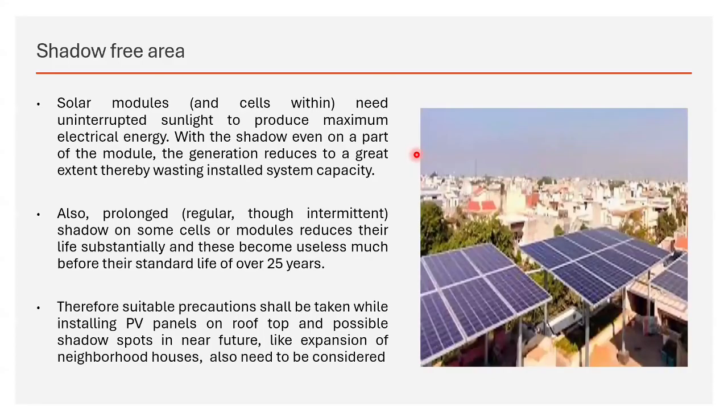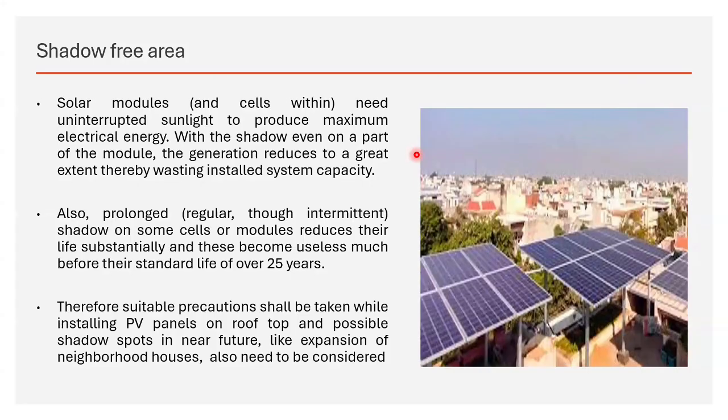So as we know, if shadow is there, that means there will be less production. So we will not get the full utilization from this capacity. While installing, it is very, very important to take care that the PV cells are installed at such a location that, for future human activities, there should not be any kind of shadow or any kind of obstruction of solar light.